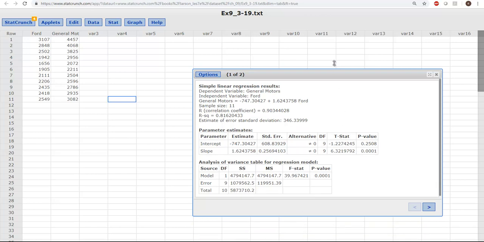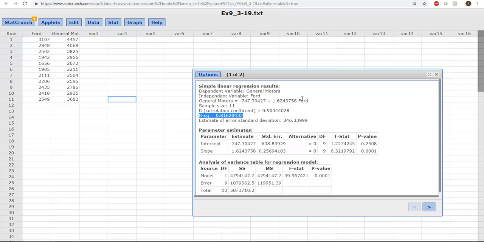The coefficient of determination, r squared, is right here. And it's rounding to three decimal places. It's about 0.816. And that can be interpreted to be about 81.6% of the variation in the new vehicle sales of General Motors can be explained by the relationship between the new vehicle sales of Ford and General Motors. So what that means, R squared represents the amount of explained variation between X and Y, or in other words, 81.6% of the variation can be explained by the relationship between X and Y.